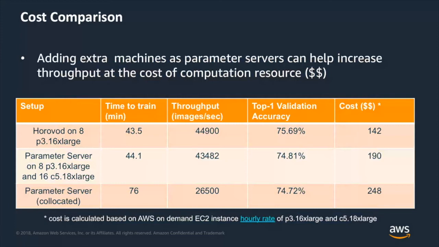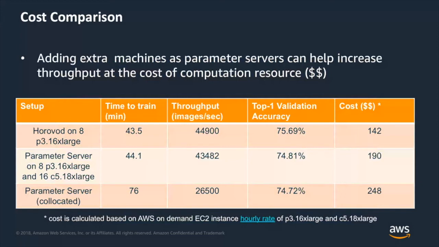And the next row shows running a parameter server on the same number of GPU instances, but with the extra 16 CPU instances as parameter servers. In this case, the training time is roughly the same. However, the cost is increased because we need extra 16 CPU instances.